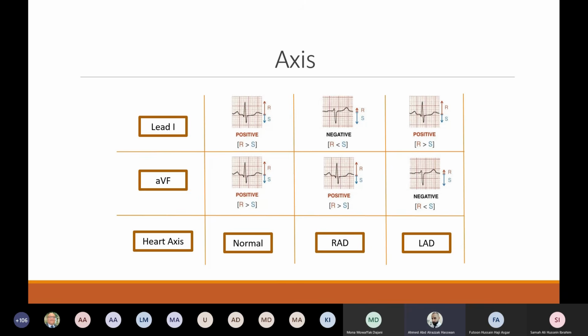Okay, so this is just something quick that we use in the exam. Usually in the exam we don't have the luxury of time to draw vectors and get the exact axis, but it's nice if you know it.